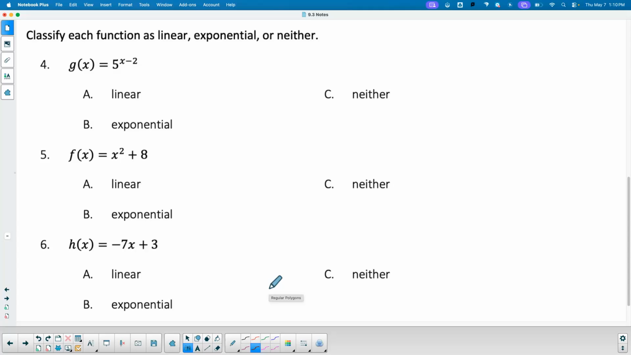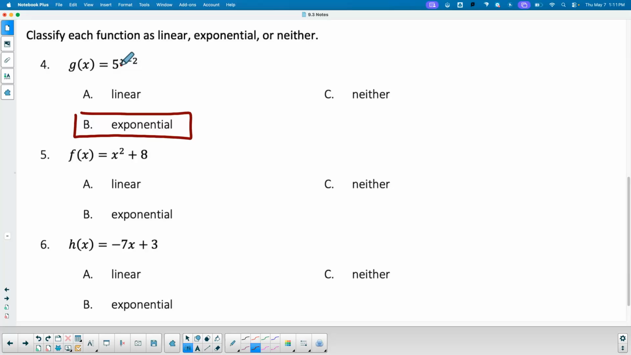Number 4: linear, exponential, or neither? One in 3 shot. This is from first semester, bringing it back. Why exponential? Because the exponent has the variable, right? So that makes it an exponential, because the variable is in the exponent.